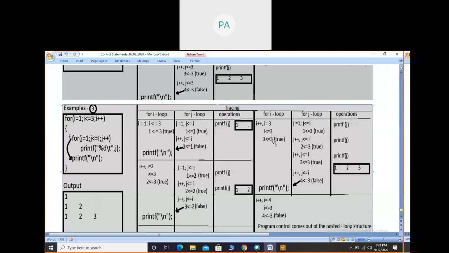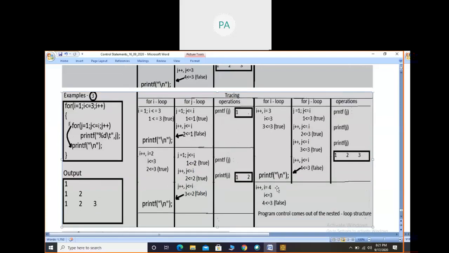So i becomes 3, i less than or equal to 3, 3 less than or equal to 3, condition is true. So now 3 times the j loop is executed, for j equal to 1, j equal to 2, j equal to 3. Each time the j value is printed, so 1 space 2 space 3. When j becomes 4, 4 less than or equal to 3, condition is false. So execute the printf statement, that is backslash n.